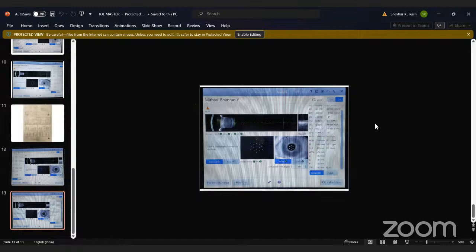What are the main interpretations which can be done with the IOL master? Can we do IOL master in a patient who has corneal opacities or any other denser opacities? Because it's an optical biometry, you have to have a clear visual axis.